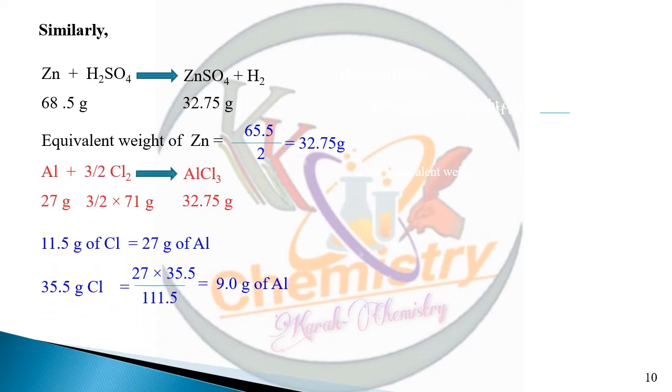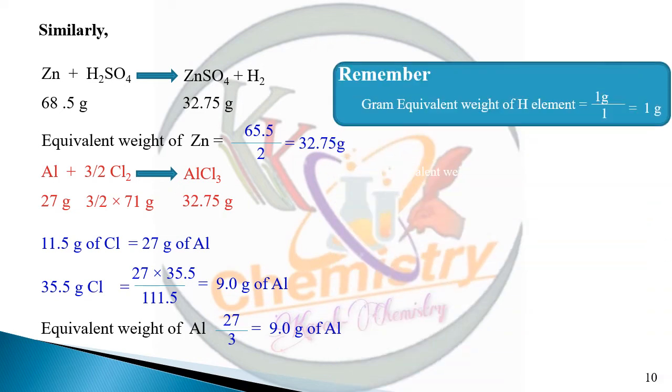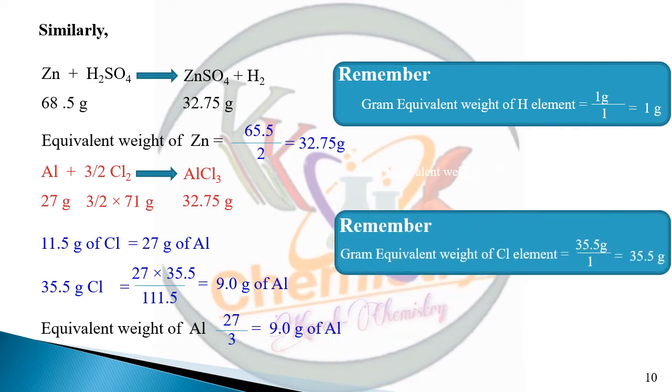For aluminium, you can also find the equivalent weight is 27 by 3 is equal to 9 gram of aluminium. Mean that for aluminium you need 35.5 gram of chlorine, as this chlorine is required for 9 gram of aluminium, so 9 gram will be equal to its equivalent weight. Remember, the gram equivalent weight of hydrogen is 1 and that of chlorine is 35.5.